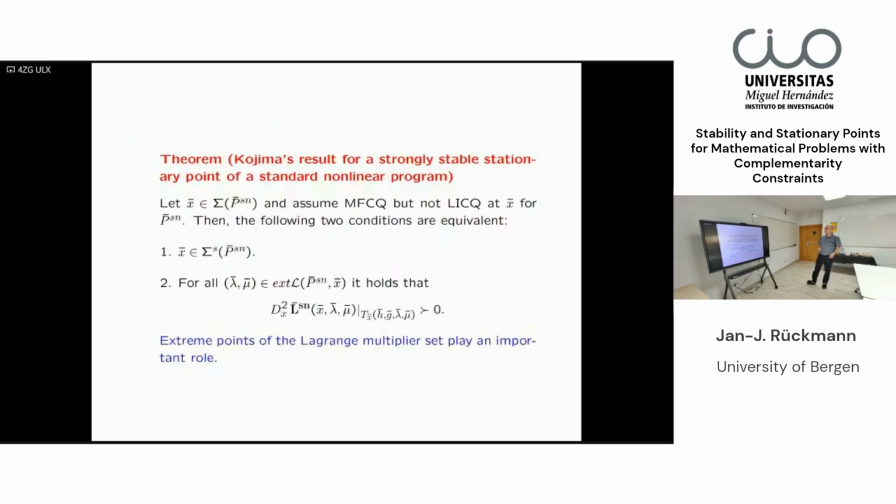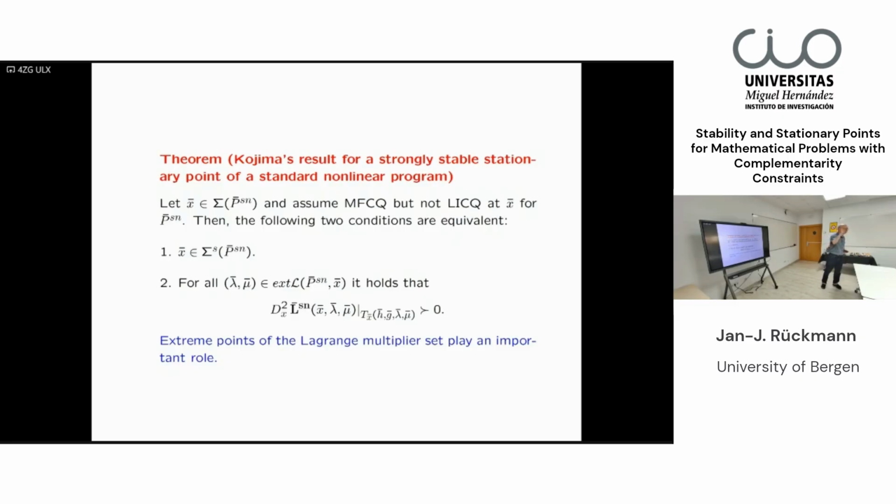Okay? And this is now what Kojima did for the standard optimization problem. He gave this equivalent topological characterization. And what is he saying here? We have two conditions which are equivalent, namely strong stability: X bar is strongly stable if and only if for all Lagrange multipliers from the extremal set of the set of Lagrange multipliers, which we know is a polyhedron, and we only take the corners.